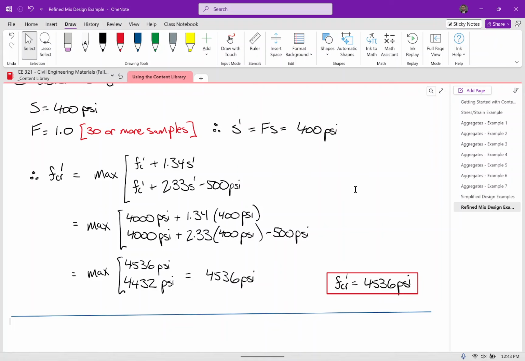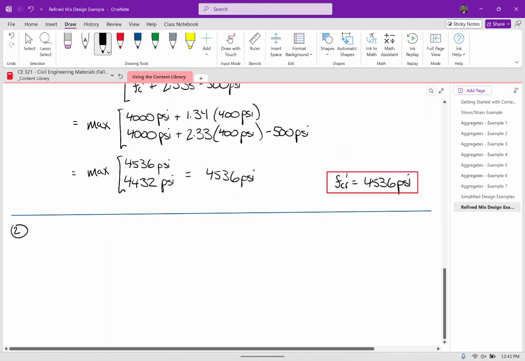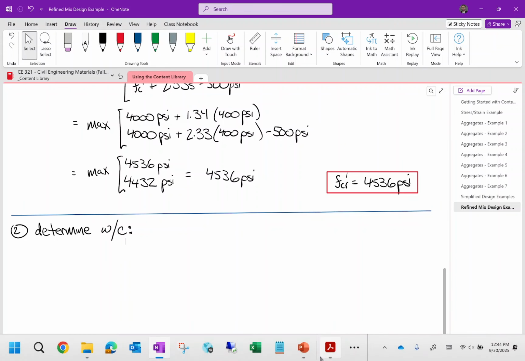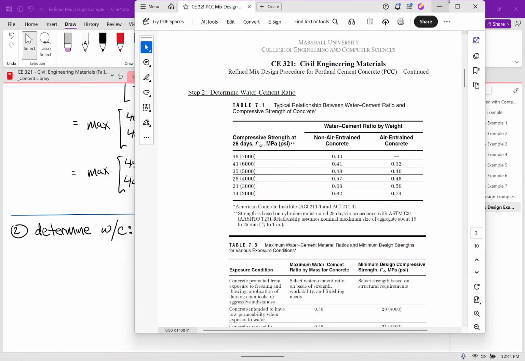Okay. So far, so good? Any questions about step 1? All right. Step 2. Step 2 is we need to determine our water-cement ratio. What that means is we need to determine the percentage of water versus cement. Now the way that we're going to do that, and get used to this with this method, is we're going to look at tables.